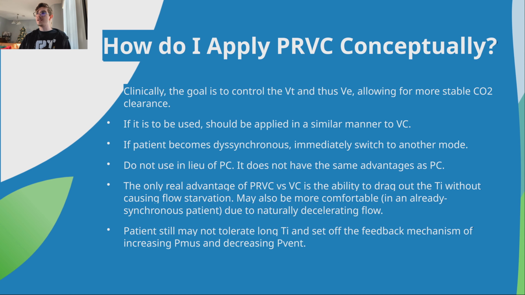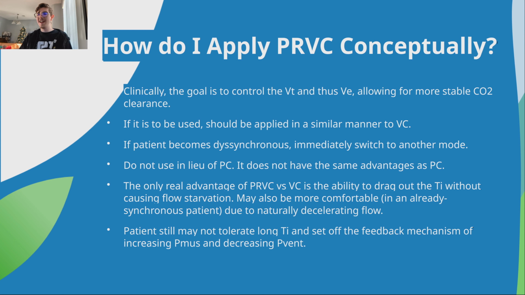How do I apply PRVC conceptually? Clinically, the goal is to control, once again, the tidal volume and thus the minute ventilation, allowing for more stable CO2 clearance. If it is to be used, it should be applied in a similar manner to volume control. If the patient becomes dyssynchronous, you should immediately switch them to another mode, okay? Because once again, it's going to activate that feedback mechanism of increasing dyssynchrony. Do not use PRVC in lieu of pressure control. It does not have the same advantages as pressure control.